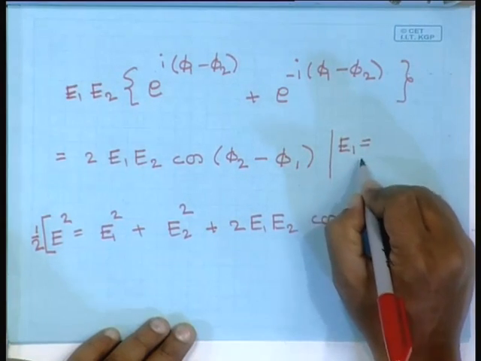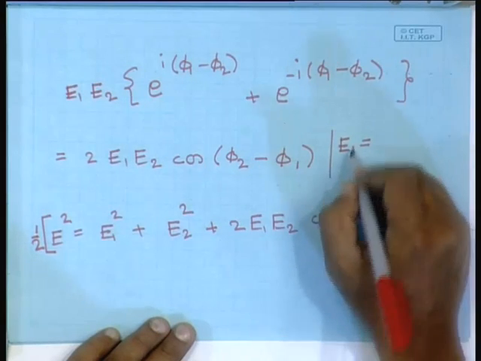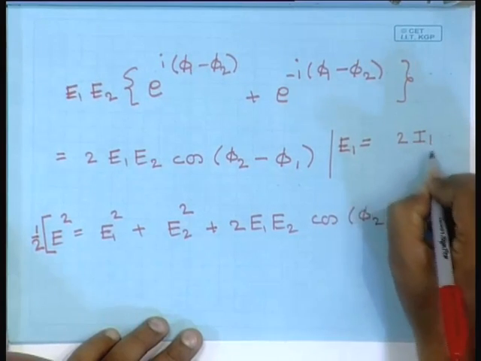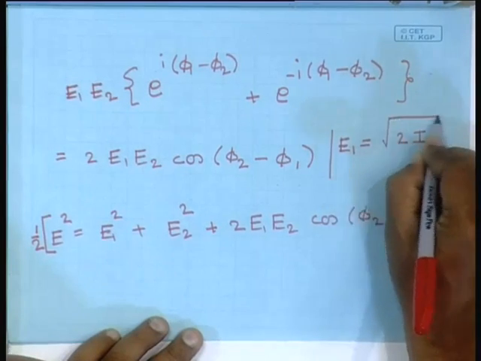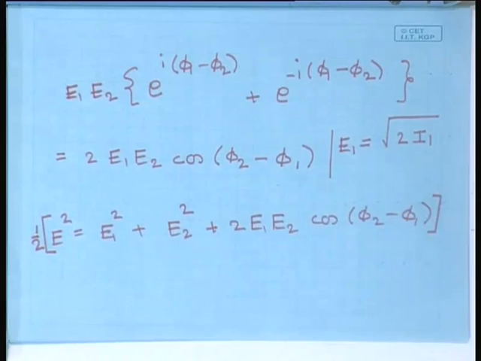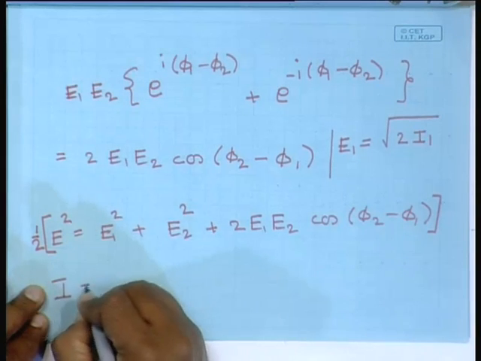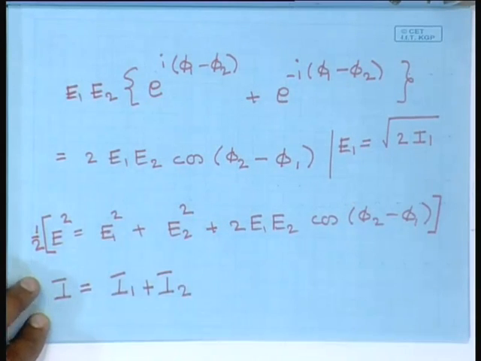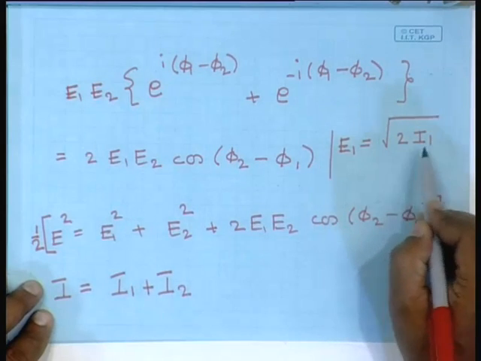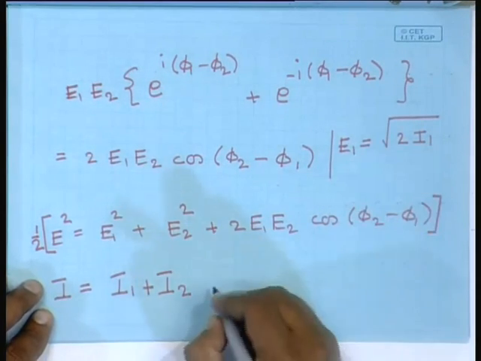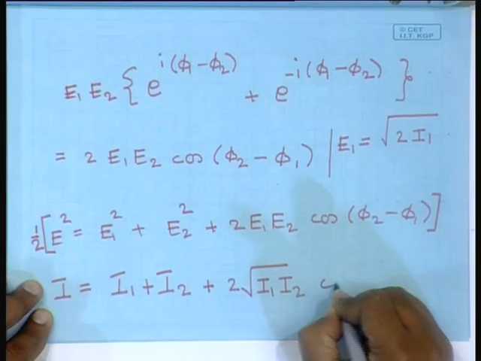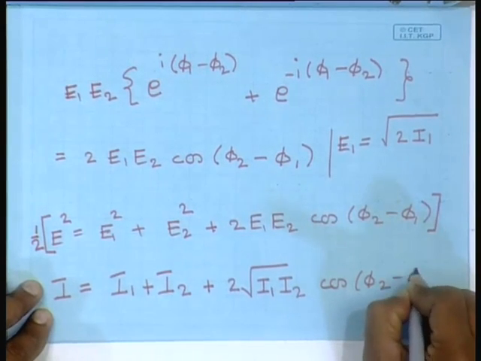So E1 square by 2 is I1. So, E1 square is 2 I1, and E1 is the root of 2 I1. Using this, I can write the intensity of the resultant wave as the intensity of the first wave plus the intensity of the second wave. If I express E1 as root 2 I1 and E2 as root 2 I2, then this becomes 2 root of I1 I2 cos(phi 2 minus phi 1).